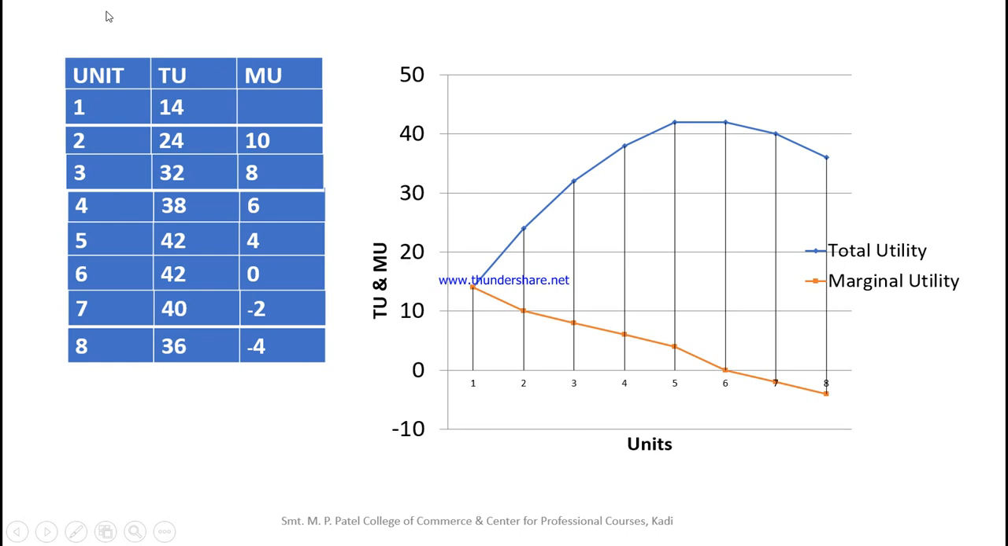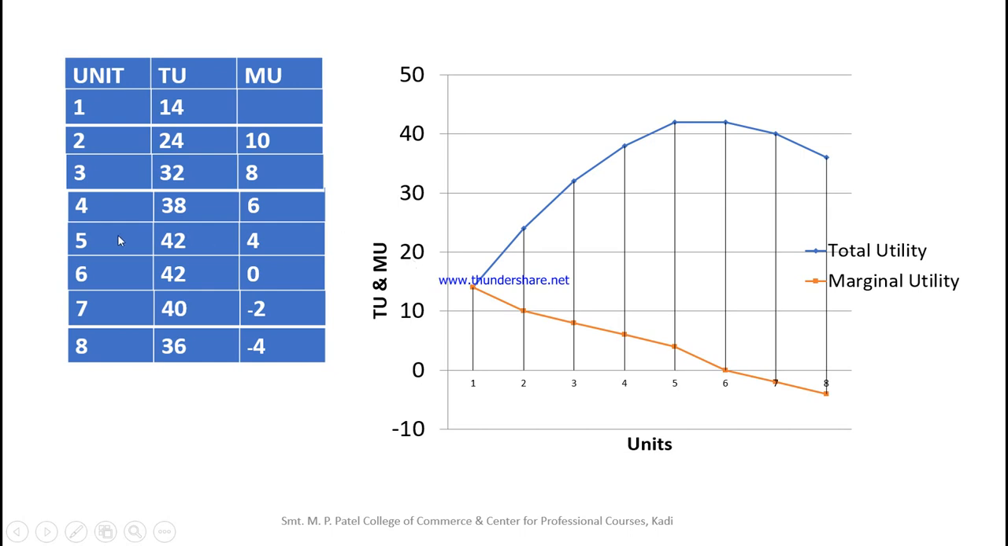If we denote all the points in a diagram, we get this type of chart. Here, this blue line shows us total utility, and this line shows us marginal utility. We can understand with the help of the diagram. Here at the initial level, when total utility increases, at that time marginal utility is diminishing.